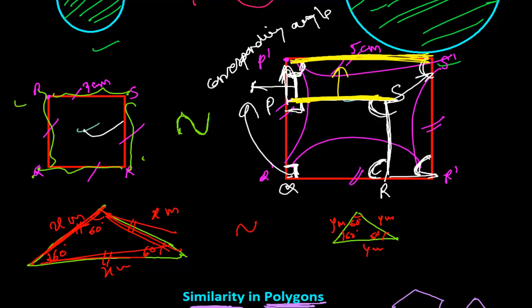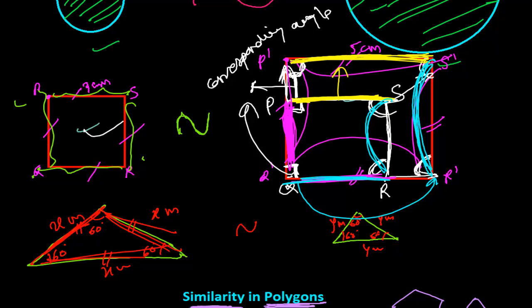Similarly, side PQ you can compare with P dash Q dash. So P dash Q dash and PQ are corresponding sides. Similarly, side QR and Q dash R dash, you can compare both. So these are corresponding sides. Here side SR and side S dash R dash, you can compare these two. So these are called corresponding sides. I hope you understand it.